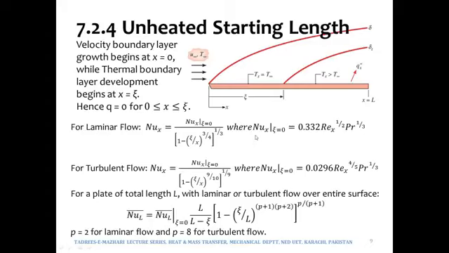Where is this coming from? This is the expression for the local Nusselt number when the flow is laminar, right, over the entire plate. This is what we had seen 3 or 4 slides back.